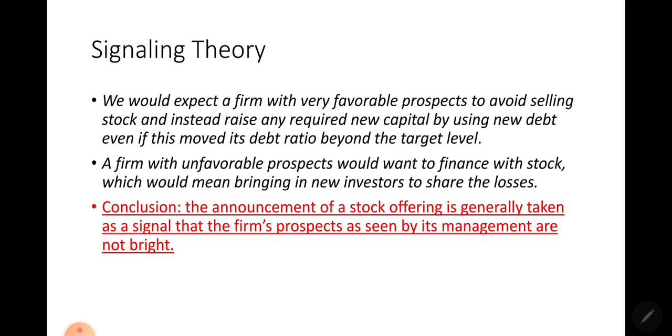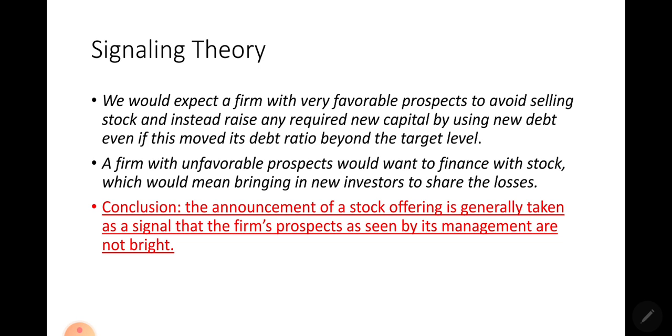Now, the signaling theory says that we would expect a firm with very favorable prospects to avoid selling stock and instead raise any required new capital by using new debt, even if this moved its debt ratio beyond the target level. And a firm with unfavorable prospects would want to finance with stock, which would mean bringing in new investors to share the losses. So in order to understand this theory, let's take an example.